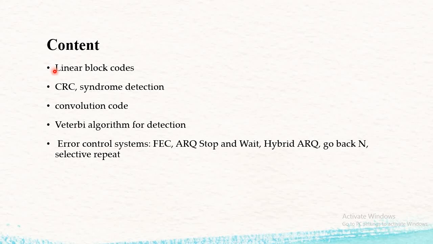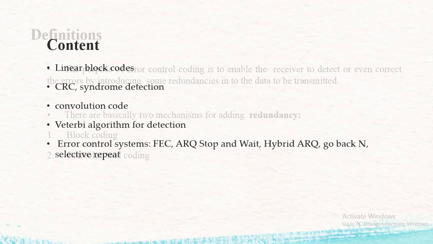Content of this particular unit is: first topic is linear block code, second one is CRC, that is cyclic redundancy check code, and the syndrome detection, third topic is convolution code, next one is the Viterbi algorithm for detection of a convolution code, and the last topic from this unit is error control system. Under that we are going to study FEC, forward error checking code, then ARQ stop and wait, hybrid ARQ, go back N and selective repeat. So we are going to discuss all types of code in this particular unit.